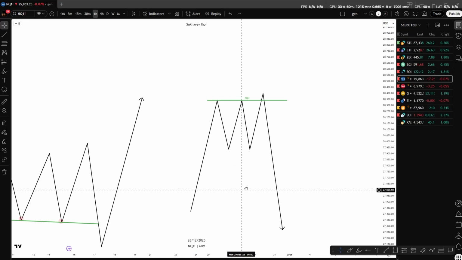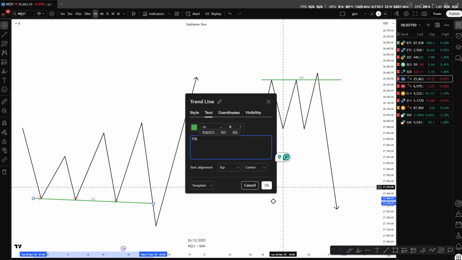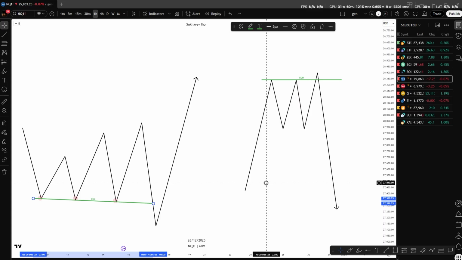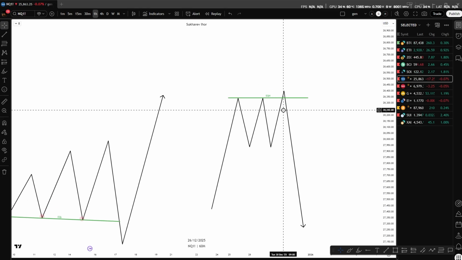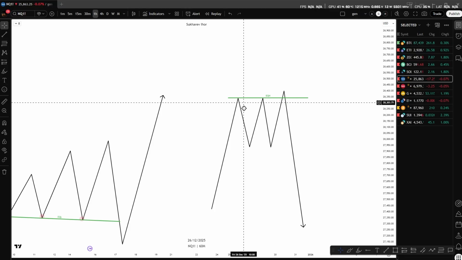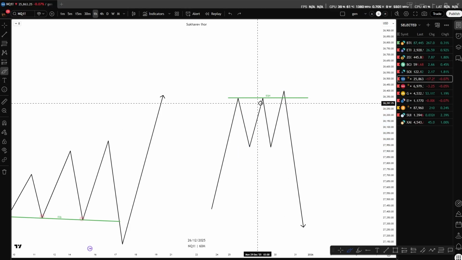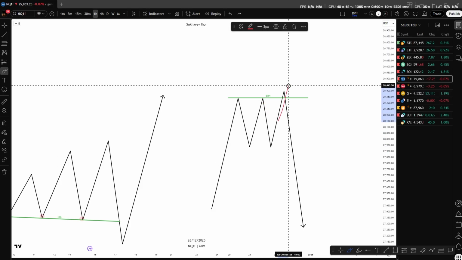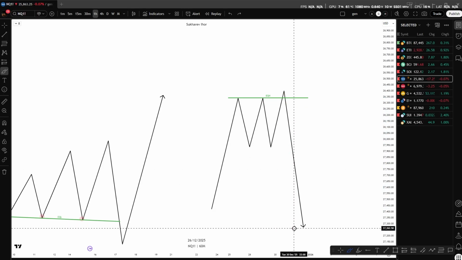EQH. And that would be EQL, equal low. Yeah, so it's a flip side. It's where price repeatedly touches a similar high, indicating resistance, where sellers keep stepping in, they bring the price down, and once we break, market maker fills position, boom, we go down.